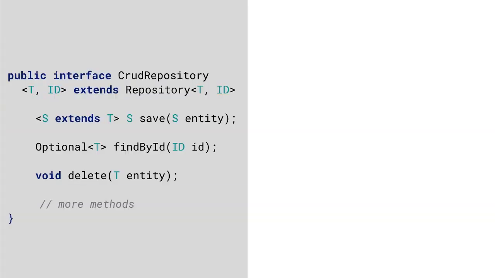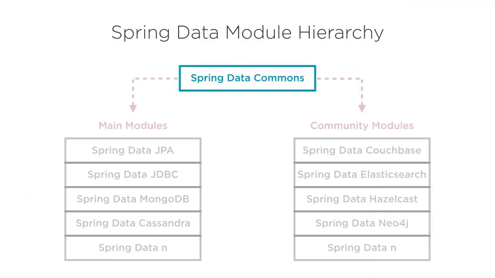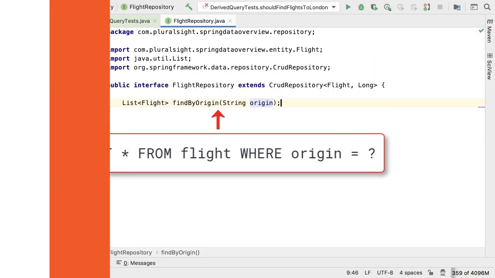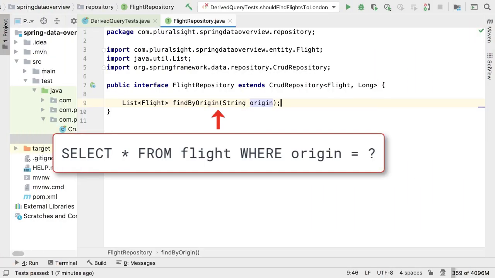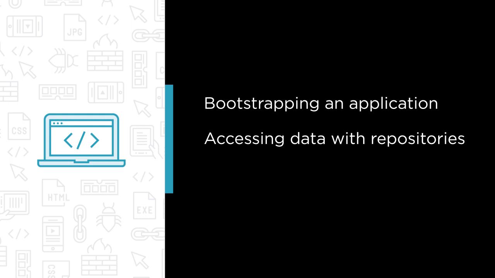Nearly all Java developers will need to deal with data access at some point, and a lot of the time this involves writing a ton of boilerplate. In this course we're going to give an overview of Spring Data, a collection of projects for data access in Java. Some of the major topics that we'll cover include bootstrapping an application with the Spring Data Starter, accessing data with repositories, and transaction management with Spring.